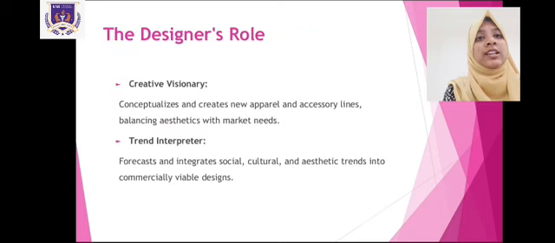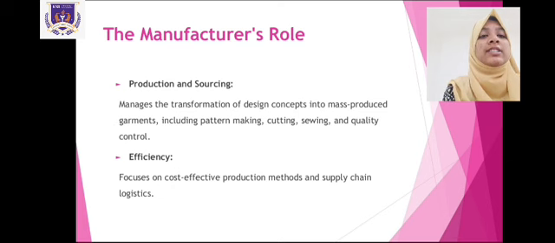First one is the designer's role. As a creative visionary, the designer conceptualizes and creates new apparel and accessories lines, balancing aesthetics with market needs. As a trend interpreter, the designer forecasts and integrates social, cultural, and aesthetic trends into commercially viable designs. Next one is the manufacturer's role. Production and sourcing manages the transformation of design concepts into mass produced garments, including pattern making, cutting, sewing, and quality control. Efficiency focuses on cost effective production methods and supply chain logistics.